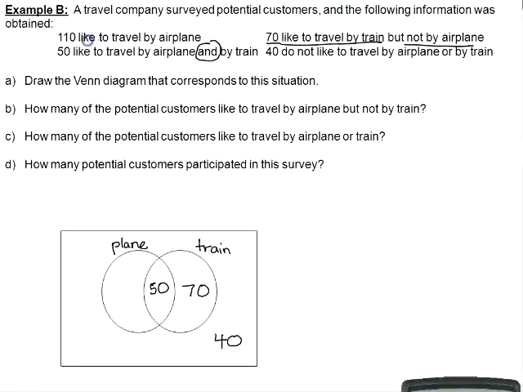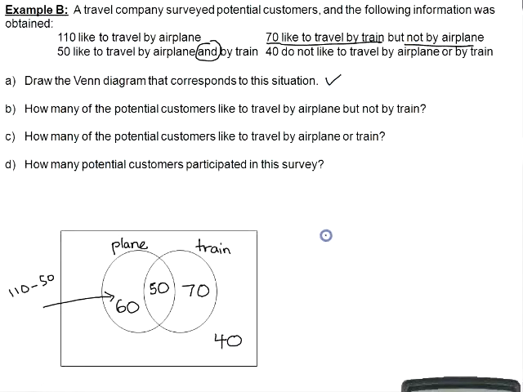Now let's go back to the first piece of information that we were given. 110 people like to travel by airplane. Our airplane circle has a total of 110 people in it. Of those 110 airplane people, 50 of them like to travel by train. So we need to figure out how many of those airplane people are airplane but not train people. So we take 110 minus the 50 who like to also travel by train. So we have 60 people who like to travel by airplane but not by train. We've labeled all the regions of our Venn diagram.